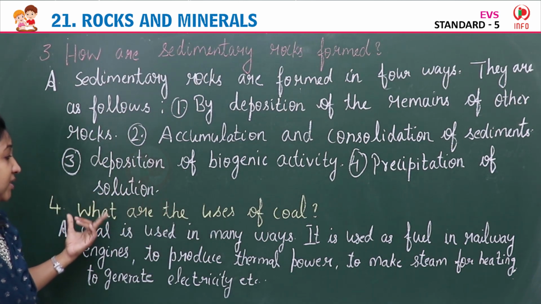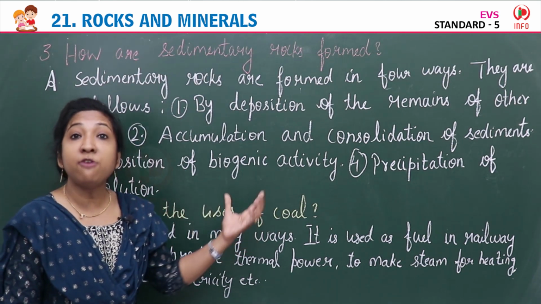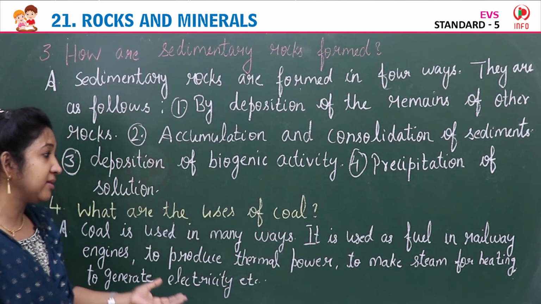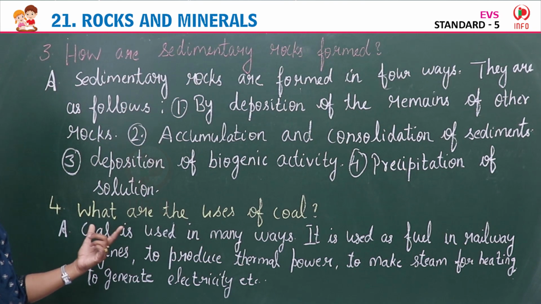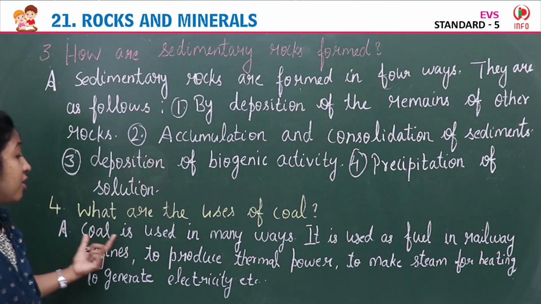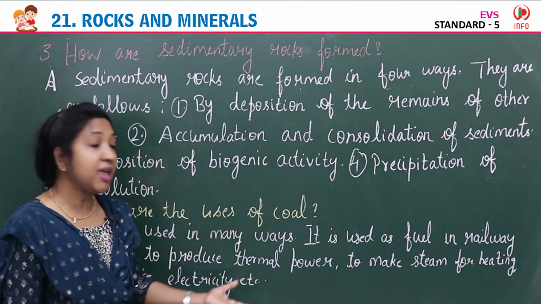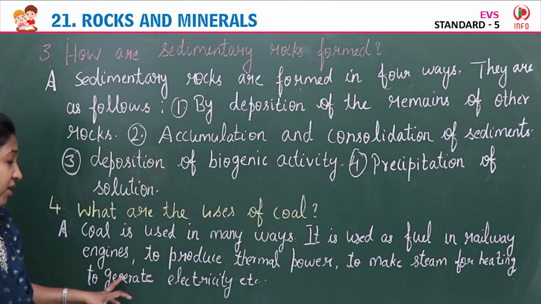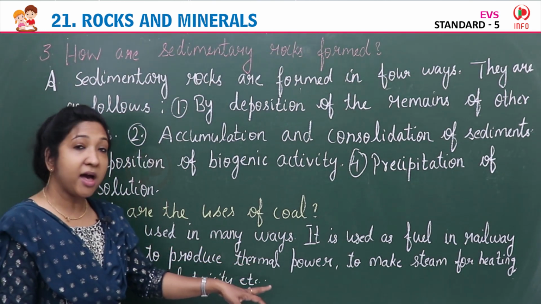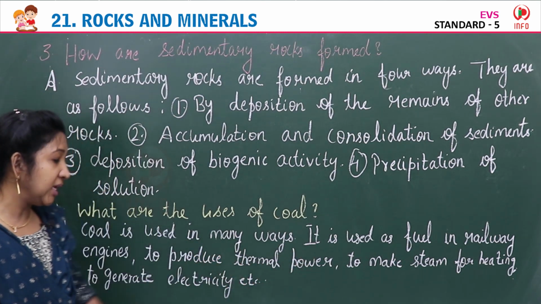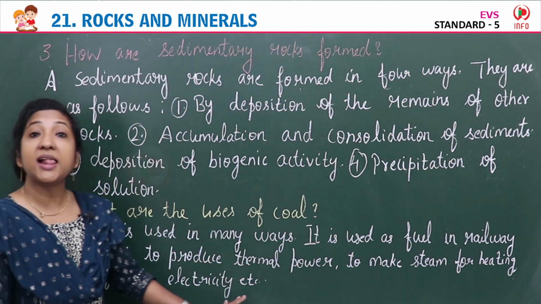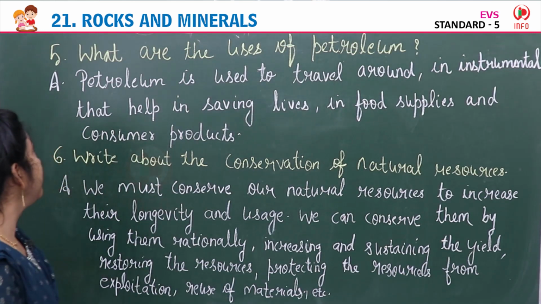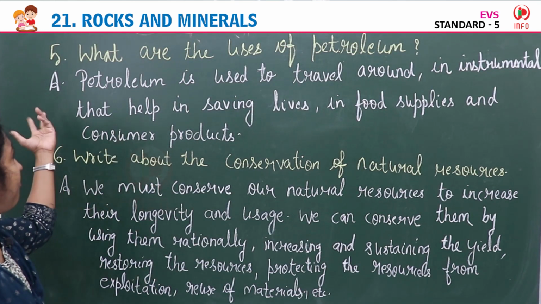Then 4th question, what are the uses of coal? Yes, you have already learned about its uses. It's a natural resource, isn't it? Yes, so answer, coal is used in many ways. It is used as fuel in railway engines to produce thermal power, to make steam for heating and to generate electricity.